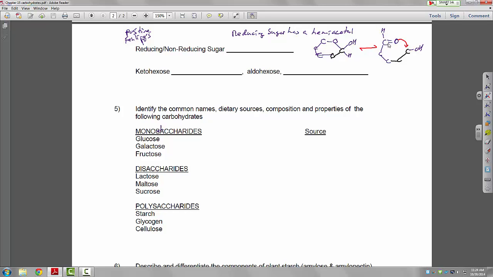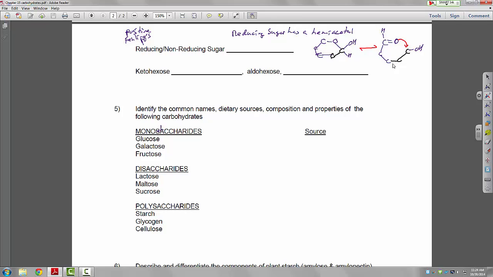This aldehyde gets oxidized to the acid. Copper gets reduced from copper 2 down to copper 1. Copper plus 2 down to copper plus 1. We see that color change. Non-reducing sugars, they don't have a hemiacetal, they have an acetal.